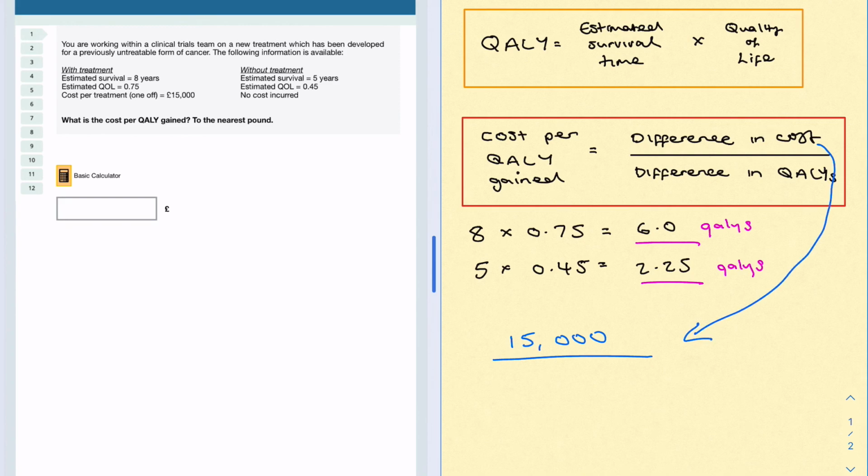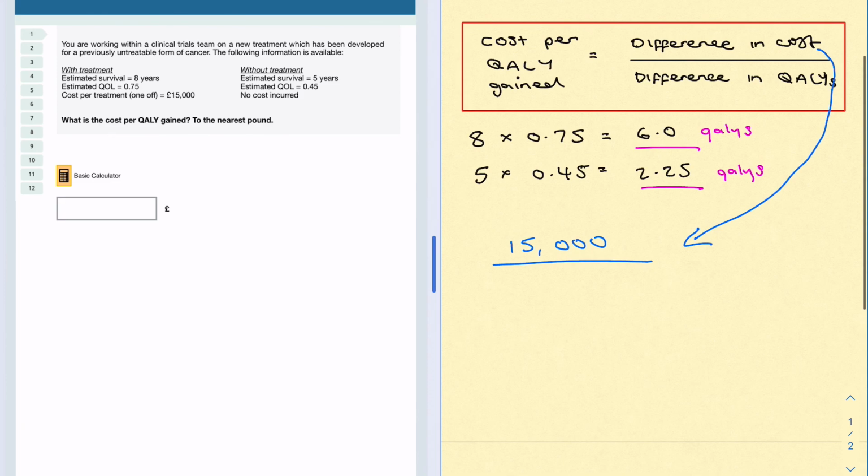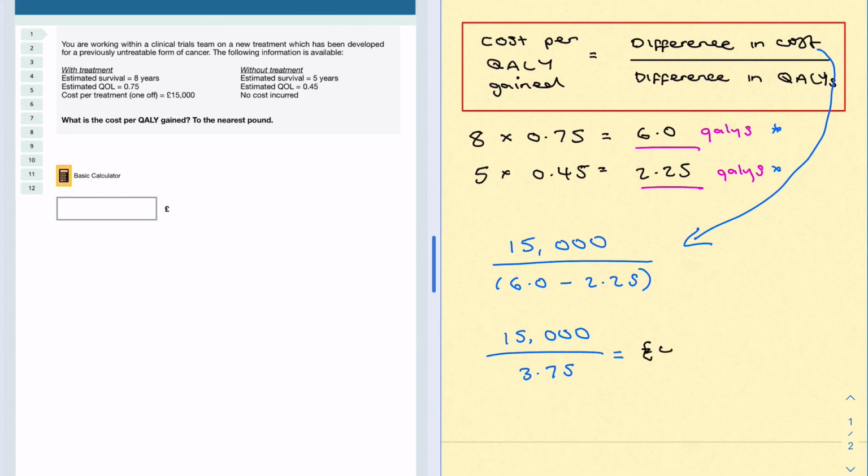And the difference in QALYs is going to be 6.0 minus 2.25, because that's taken from here. We worked out the QALY with treatment and the QALY without treatment, and that gives us 15,000 divided by 3.75 equals, and that gives us an answer of £4,000. So we have now calculated what the cost is per QALY.